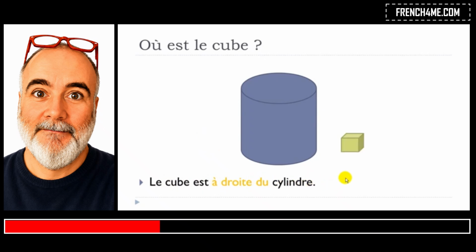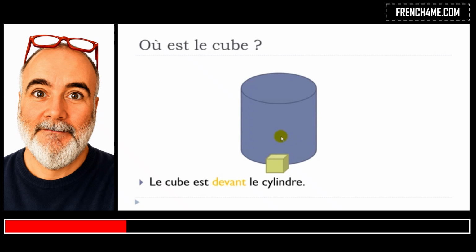Okay, then the next one. Droite, obviously it's right, on the right. Le cube est à droite du cylindre. Le cube est à droite du cylindre.